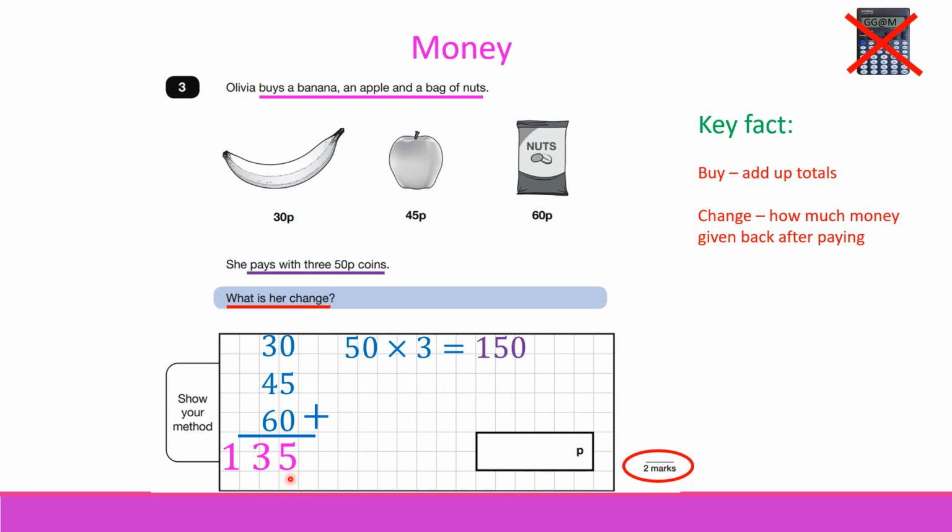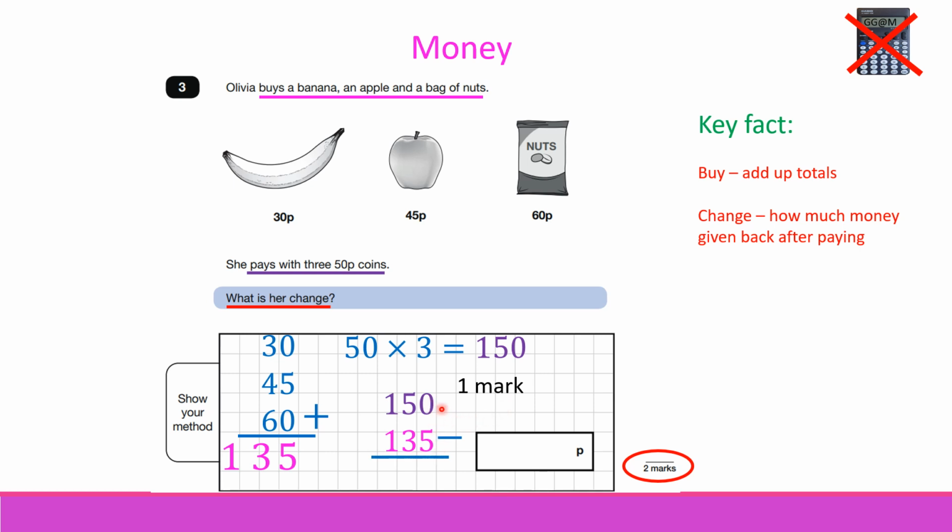And this is how much the items were worth, 135 pence. So to work out the change, we have to subtract the amounts. So I'm going to take the larger amount, which is 150, and then I'm going to take away the 135. Now for showing this method, what I've done so far, it will give you 1 mark. So as long as you've added up your totals, multiplied the amount of 50p by 3, and subtracted these answers, you will get 1 mark for doing the method.